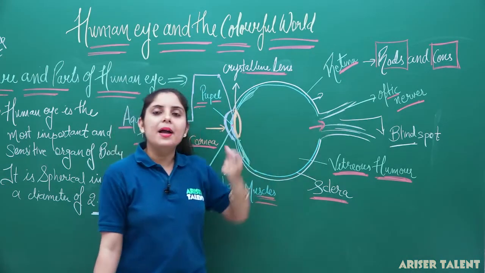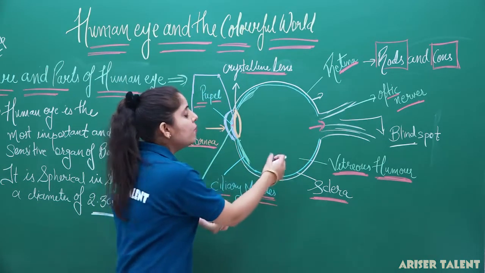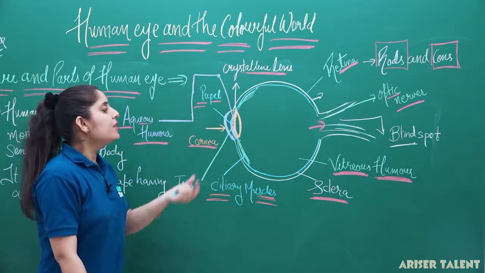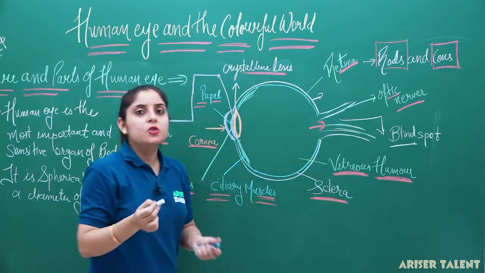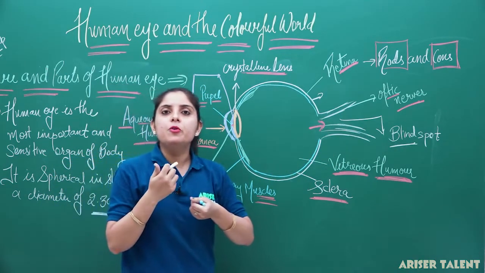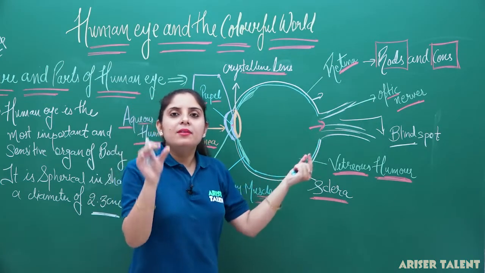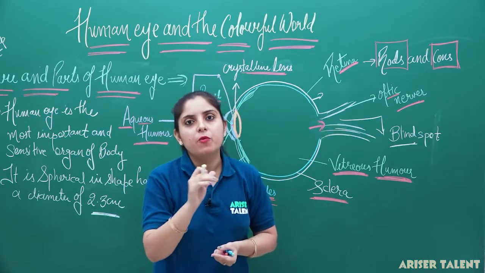There is a blind spot that we can find where the optic nerves are actually connected to the human eye. Now you can see that where the blind spot is situated, there is no retina. So if there is no retina, there will be no formation of the image. So you can say that at the blind spot, that point is particularly blind. It means the image is not going to be formed here.